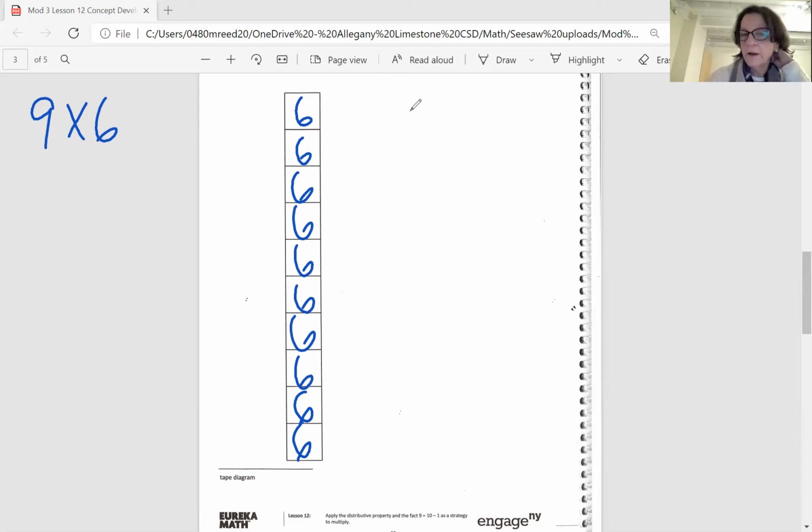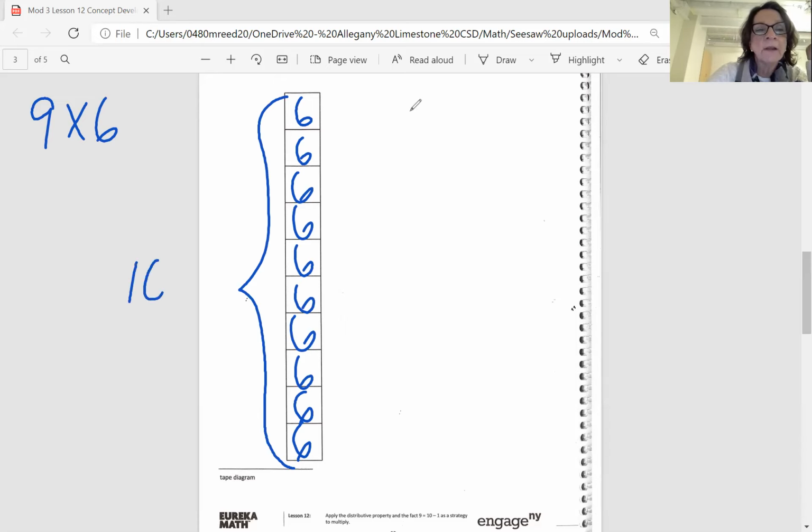Okay. And if you count those units again, and if we write a fact for the whole picture, if you count them, there are 10 6s. So how do we write 10 equal groups of 6? We write 10 times 6.